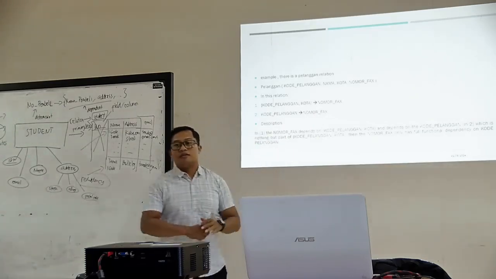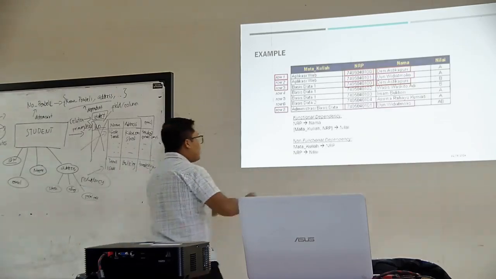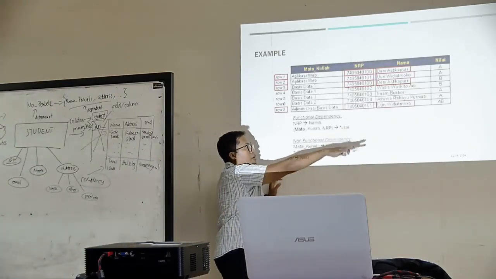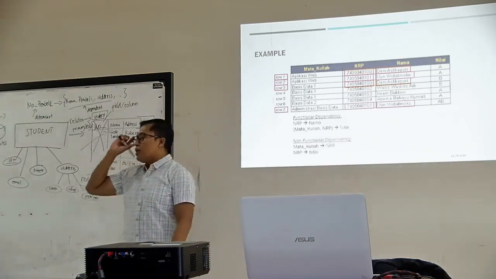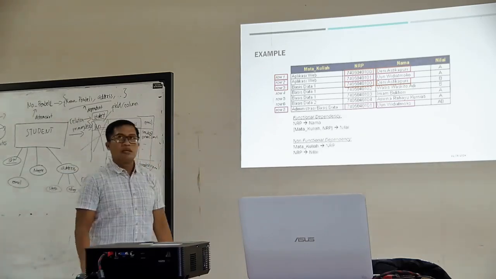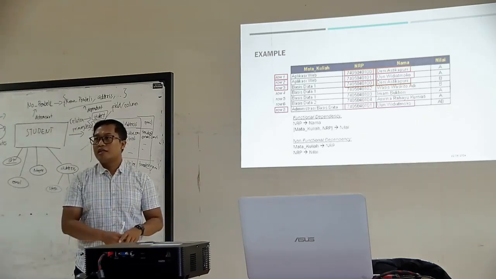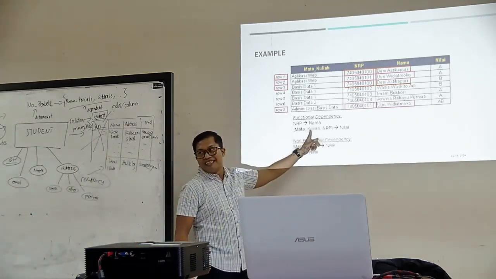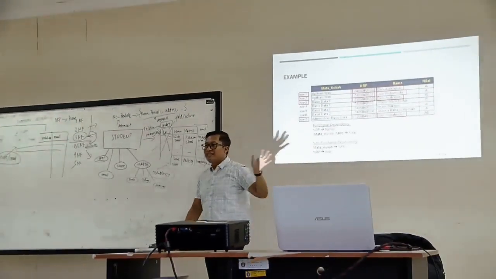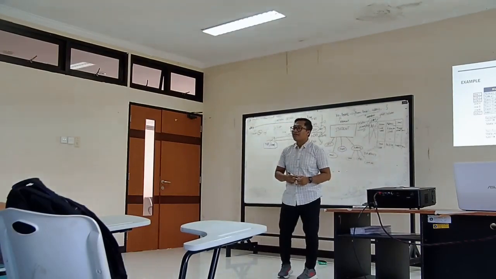Okay, because if we have a combination like this, maybe we can put another attribute after nilai, maybe keterangan, or the description. Like that. Okay, this is only a simple example. How about that? Did you understand, or maybe you are more confused?